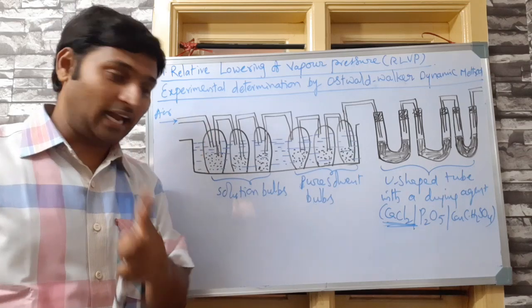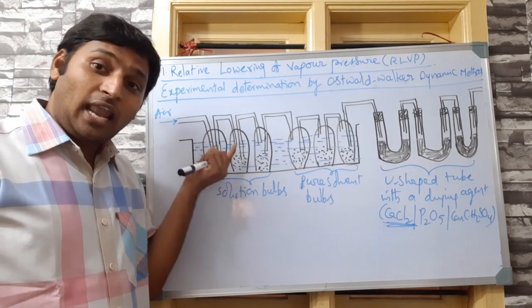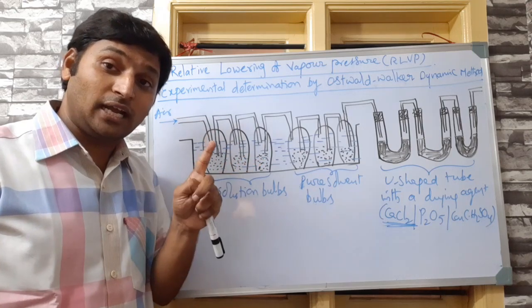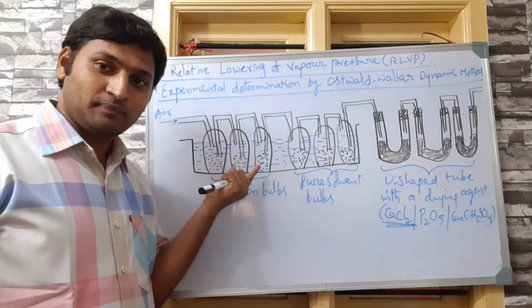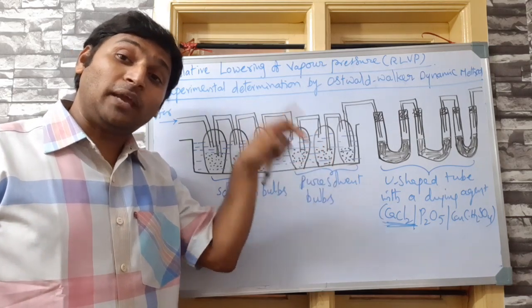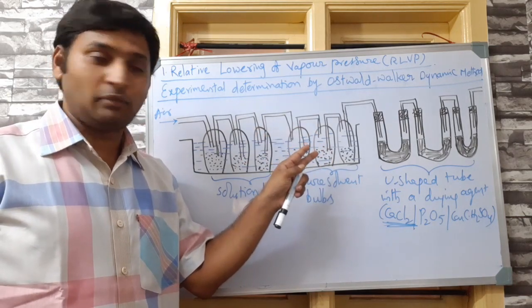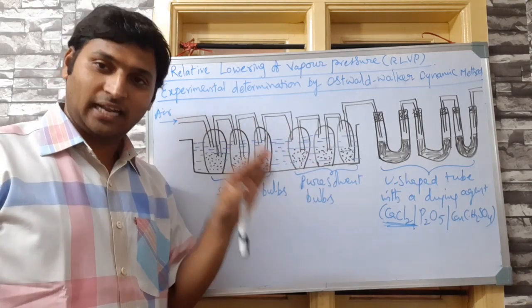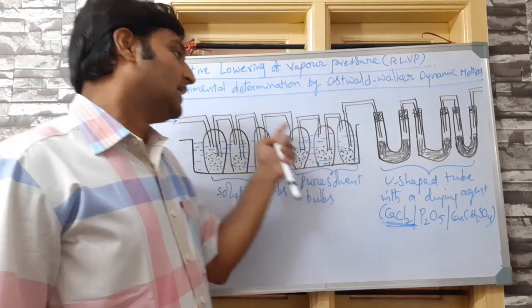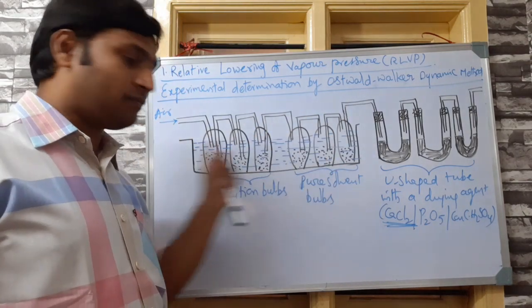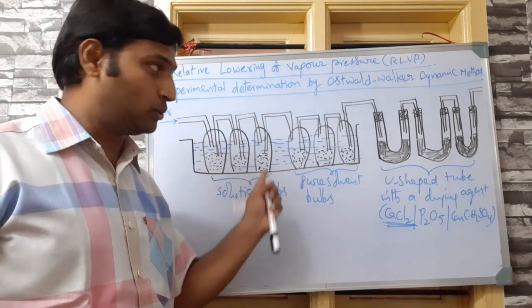So please understand, here the loss of weight corresponds to the vapors at pressure P. Here the weight lost in the bulbs corresponds to P naught minus P, because the air is getting saturated with only so much of vapors. Clear?